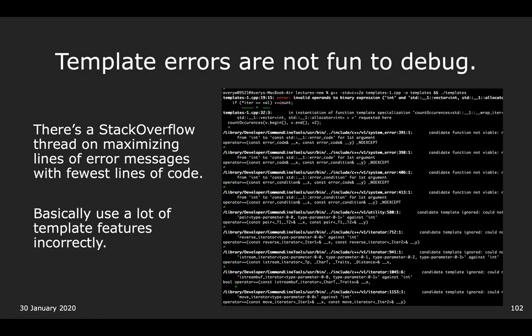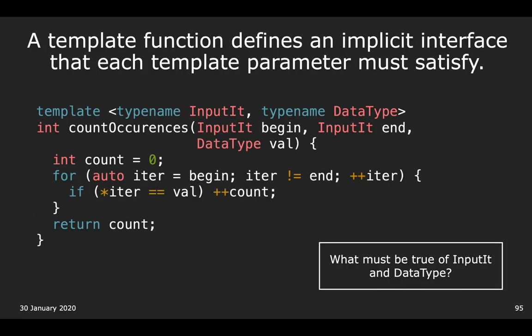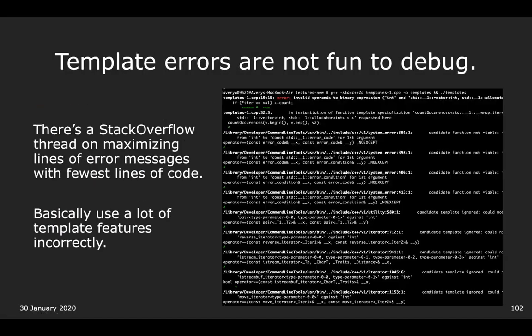Because of implicit interfaces, because these interfaces are not explicit, when you are plugging in the type, nothing actually confirms that what you plugged in is an input iterator. Because it's not explicit, that's why you get these gigantic error messages.